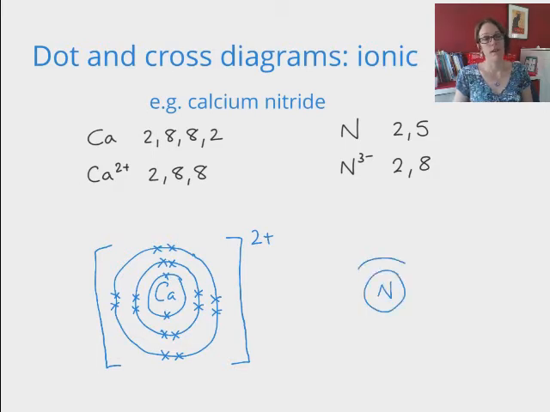Nitrogen is going to have 2 in the first shell, 8 in the outer shell. I'm going to draw nitrogen as dots just to make it a little bit more clear where the electrons to make the 3- charge are coming from. Notice also that all my electrons are paired up in my diagram. You really should be doing that by now, especially for covalent compounds.